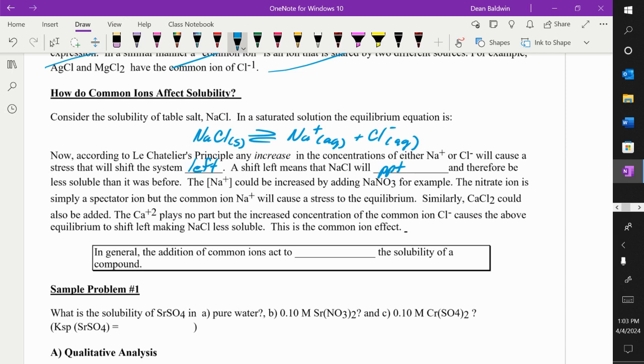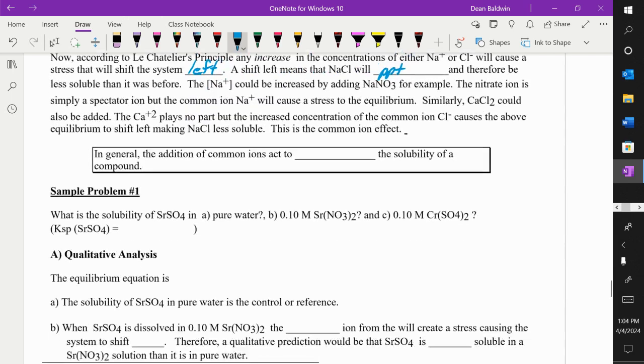You can also do it by spiking just the chlorine. So if you added, say, calcium chloride, you're going to spike the chlorine. That's going to push the reaction backwards. So less salt will dissolve in a calcium chloride solution as well than in pure water. Okay, pure water is like the baseline. All right, and then if you add any common ions, it's going to be less than that. Okay, so any addition of a common ion will act to decrease the solubility of a compound.